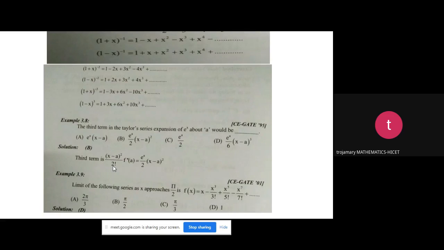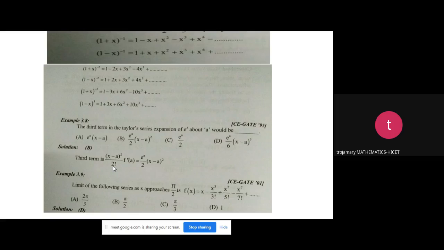Then 1 plus x, the whole power minus 1: 1 minus x plus x square minus x cube plus x power 4. 1 minus x, the whole power minus 1: 1 plus x plus x square plus x cube plus etc. 1 plus x, the whole power minus 2: 1 minus 2x plus 3x square minus 4x cube plus etc. 1 minus x, the whole power minus 2: 1 plus 2x plus 3x square plus 4x cube plus etc.